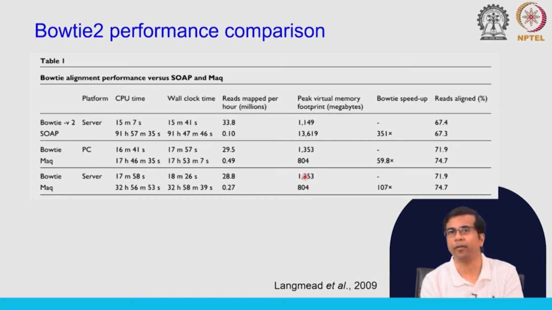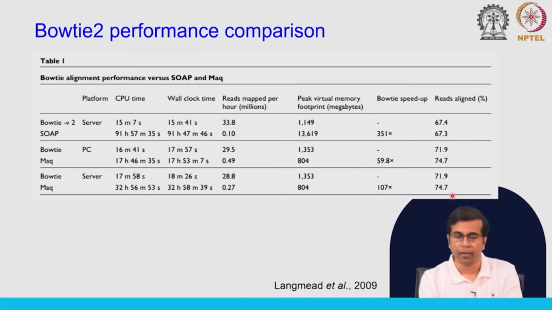So, 800 MB and 1.4 GB, that is not too much of a difference, and you can run them on the desktop computer, whereas Bowtie excels in that it is much faster, utilizing slightly more RAM. Okay, so, again the performance was not all that different, right. Bowtie could map about 72% of reads, whereas Mac could map about 75% of reads.